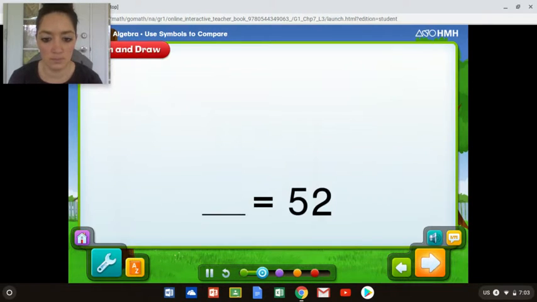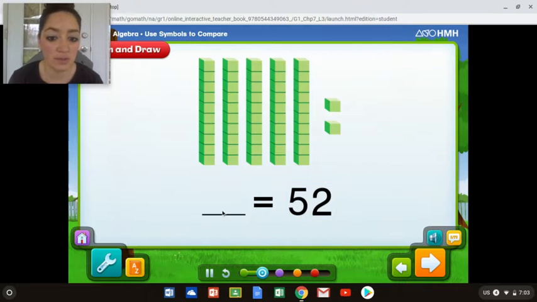Let's look at how we can use symbols to show how numbers compare. This symbol means is equal to. What number is equal to 52? Okay. To find out, we can use base 10 blocks. So we talked about these signs a little bit the other day. When something is equal to something, it means that you have the same amount. It's equal. It's the same.